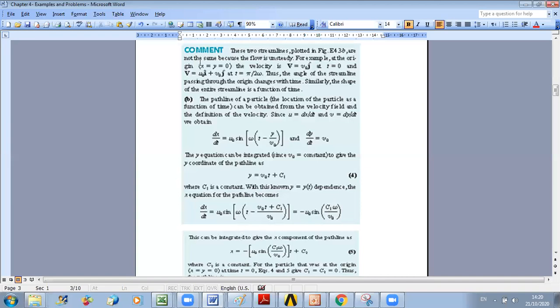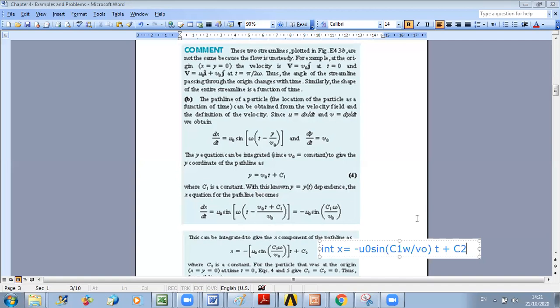So if we integrate this equation, we can get the expression of x, and x will be equal to, by integrating, we get x equals minus u0 times sine constant c1 times omega over v0. This is constant, and the whole term is constant with respect to time, times t plus c2. Okay, so until now we have y as a function of time and x as a function of time.